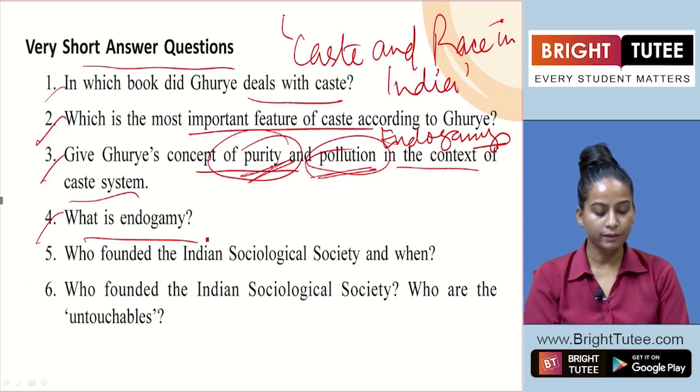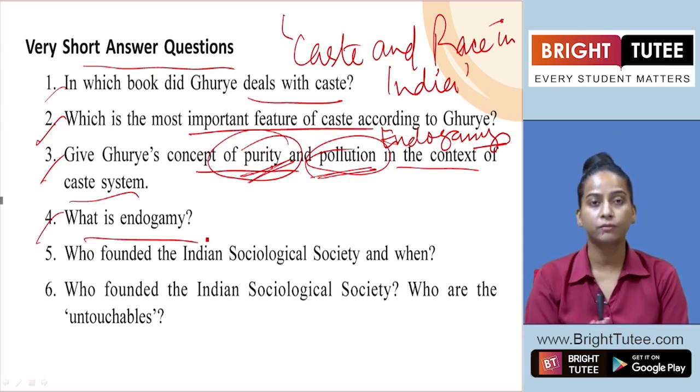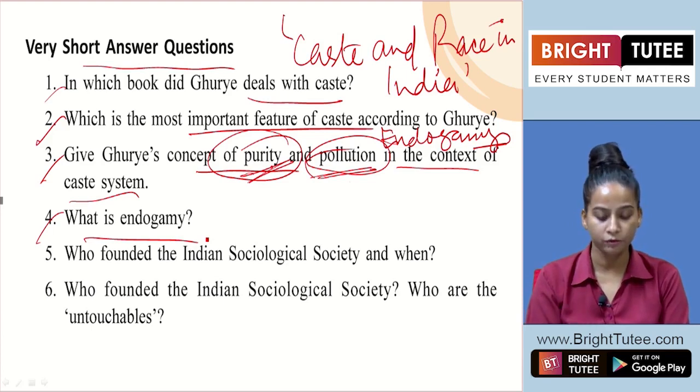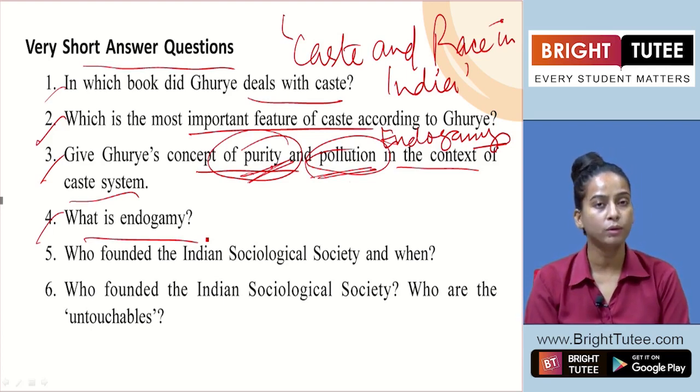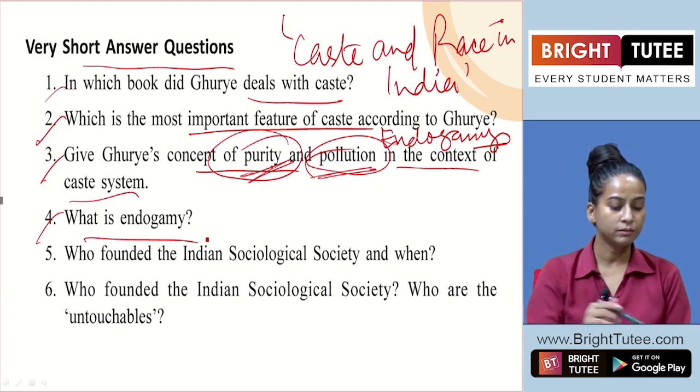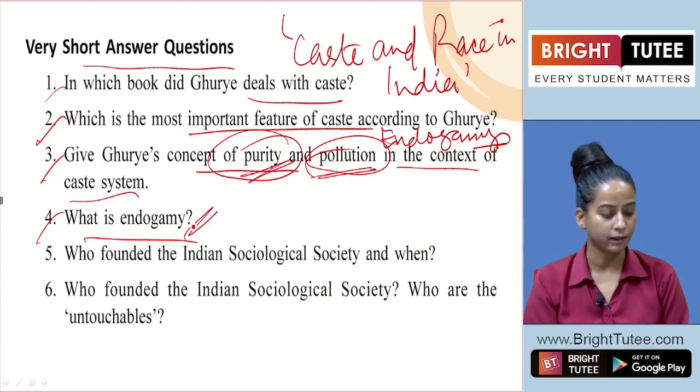The another one, what is endogamy? So we need to define the meaning of this endogamy. We can say that endogamy is to restrict the choice of marriage partners to one's own caste. So here we can define it in a single line.